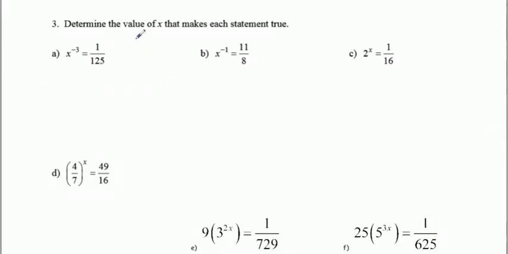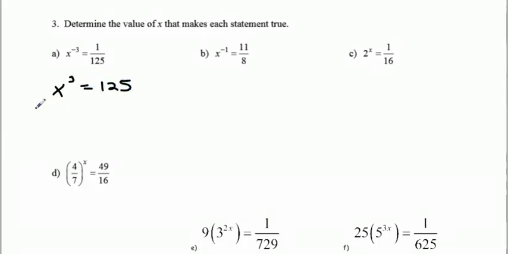So it says determine the value of x that makes each statement true. Well, if I've got x to the negative 3 equals 1 over 125, first of all, I know that because it's negative 3, I'm likely to get a fraction, unless this is some sort of fraction answer, but we're not going to make it that difficult for you. So I'm going to look at this and say, all right, well, what about x to the positive 3? Because that's got to equal 125. So x cubed is equal to 125.